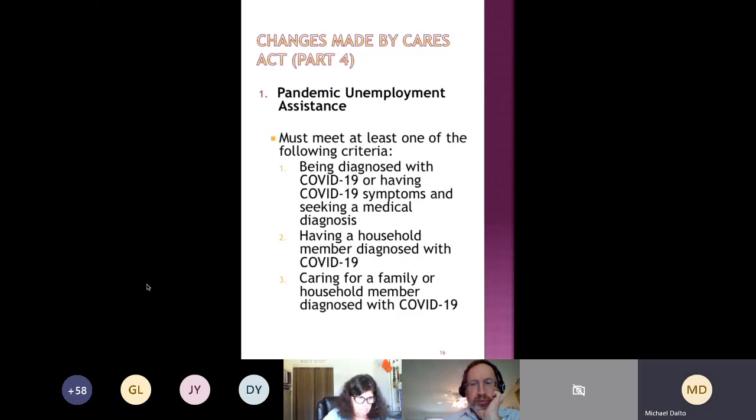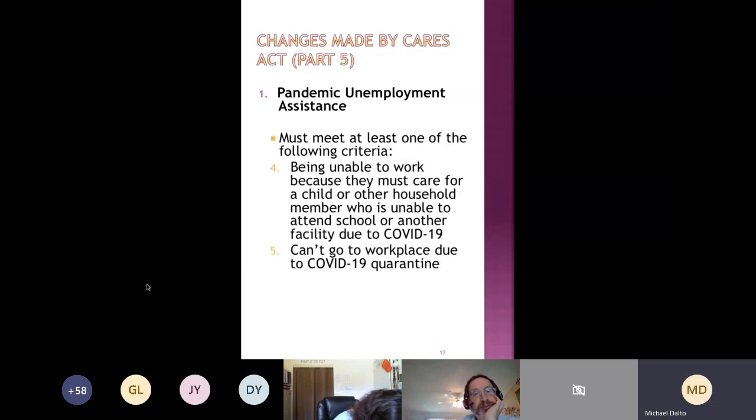So I mentioned that you have to be unemployed, partially unemployed, or unable or unavailable to work for at least one of the following 10 reasons. And I'm going to discuss each of them on the next 3 slides. Number 1 is being diagnosed with COVID-19 or having COVID-19-like symptoms and waiting for a diagnosis. Number 2 is having a household member who's diagnosed with COVID-19. 3 is caring for a family member or another household member who's diagnosed.